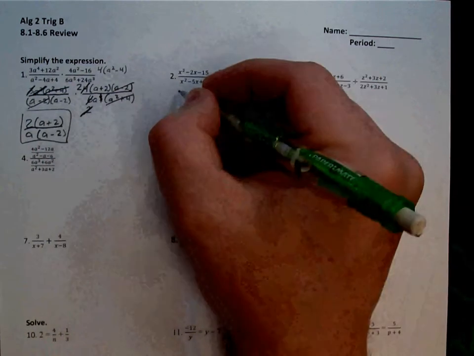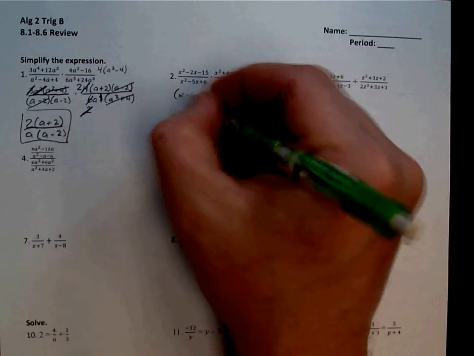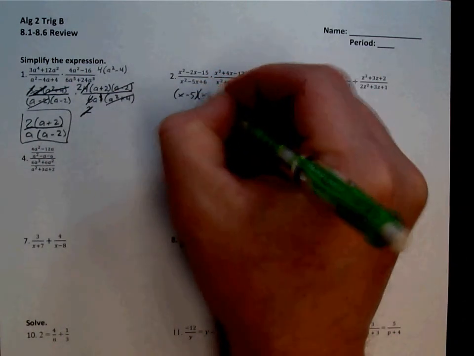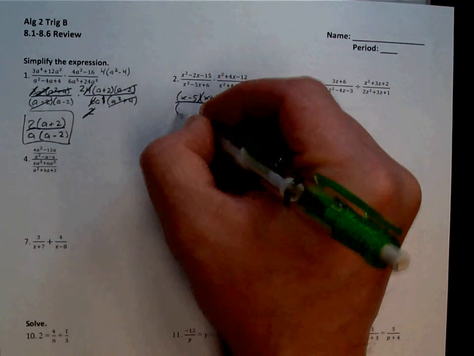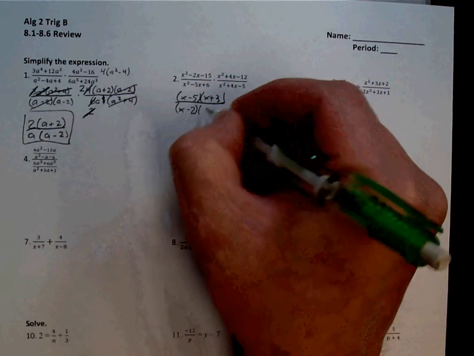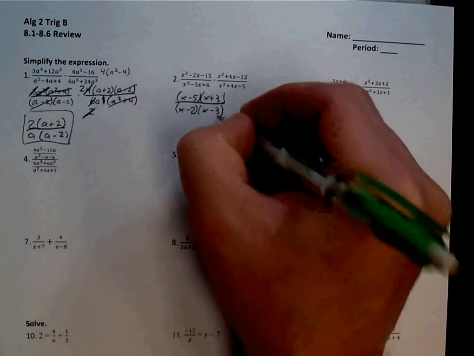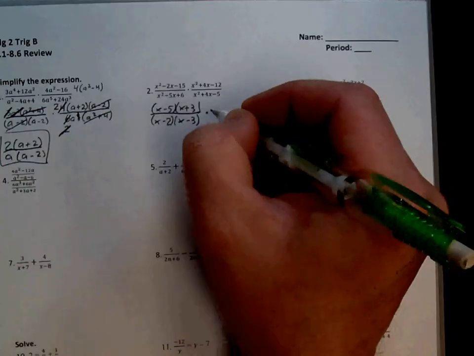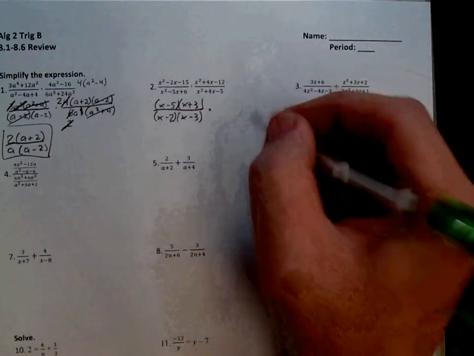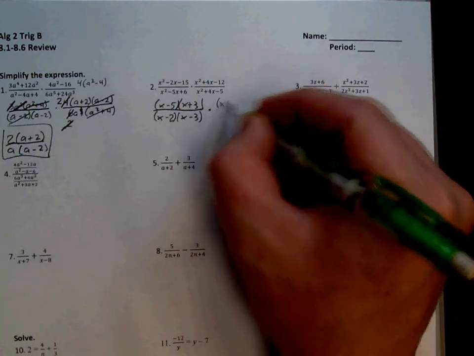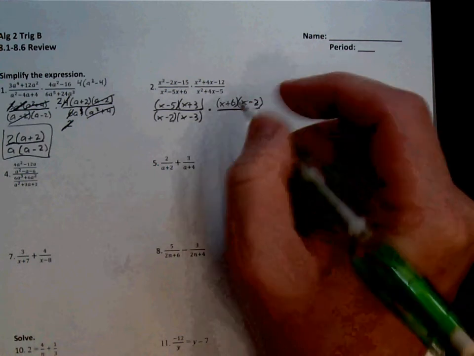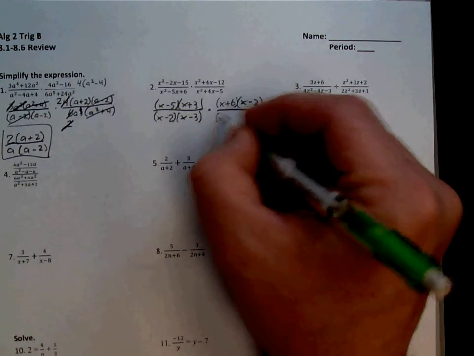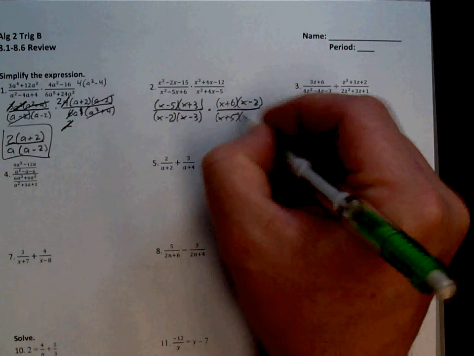Second fraction, x minus 5 times x plus 3 over x minus 2, x minus 3. Second fraction, x plus 6, x minus 2, and then in the denominator x plus 5, x minus 1.